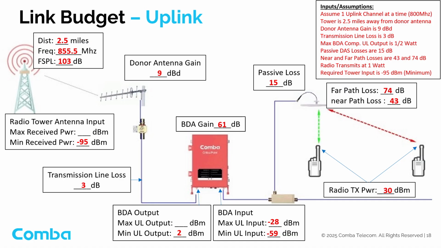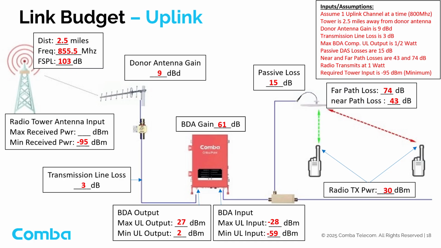However, this is where we need to be cautious. An output of 33 dBm corresponds to 2 watts, but the system parameters specify that the BDA's maximum composite uplink output power is only 0.5 watts or 27 dBm. The BDA cannot exceed this rating. Therefore, applying 61 dB of gain would push the output 6 dB above the allowable limit. The BDA's automatic gain control, AGC, will reduce the gain from 61 dB to 55 dB to cap the output at 27 dBm. In summary, the maximum BDA uplink output power in this case will be 27 dBm, which is the BDA's rated composite uplink limit.